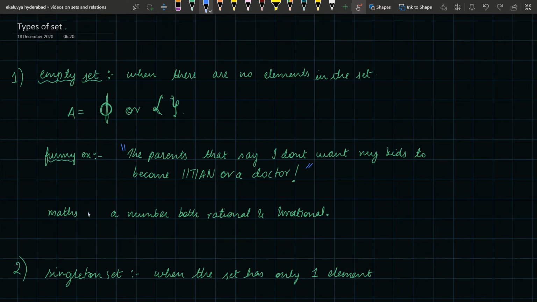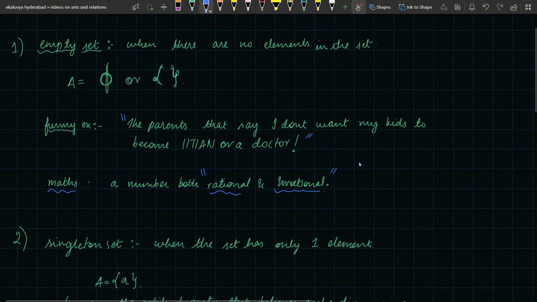Okay, so let's understand the mathematical example. If I ask you to find a number that is both rational and irrational, that is an empty set, because you can never find a number which is both rational and irrational. This is an example of this. There are many solution sets. Basically, you can use this empty set idea while finding solutions. Sometimes there are no solutions to certain equations, then we call it an empty set.